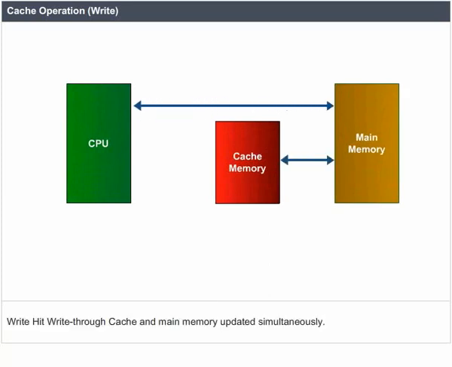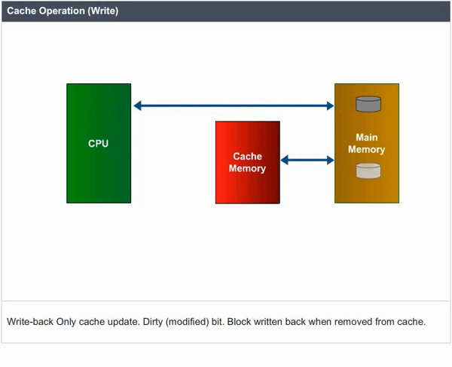Cache operation write. Write hit. Write through: cache and main memory updated simultaneously. Write back: only cache is updated. Dirty or modified bit: block written back when removed from cache.